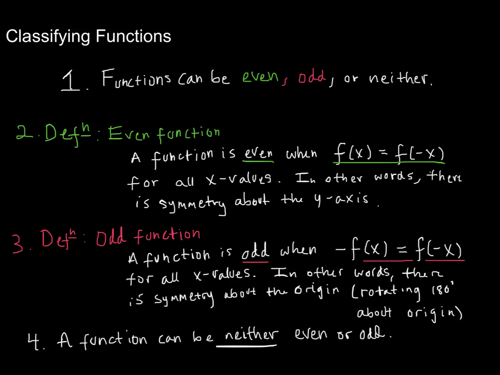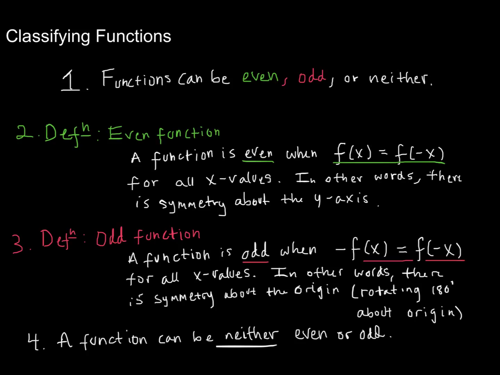A function is even when the function f of x, so evaluated at the value x, is equal to the function when you plug in negative x. So notice that x and negative x are opposites of each other, right? So this is essentially saying, if you plug in some value to your function, it's exactly the same as when you plug in the opposite of that value, for all x values. In other words, there is symmetry about the y-axis. This is just saying if you plug in an x value, when you plug in the exact opposite on the other side of the y-axis, you get the same value.